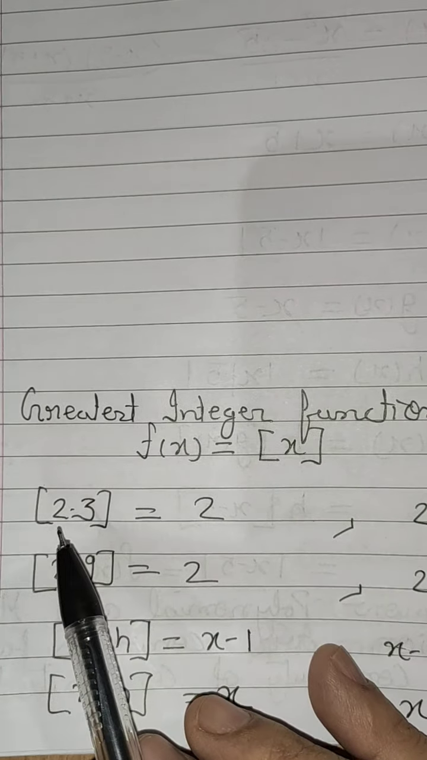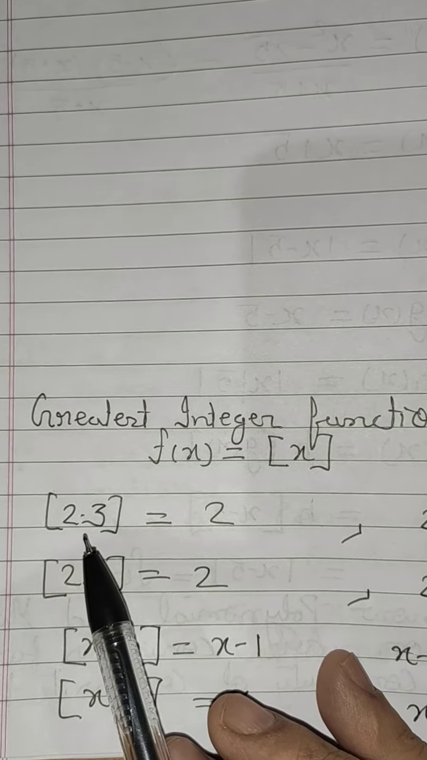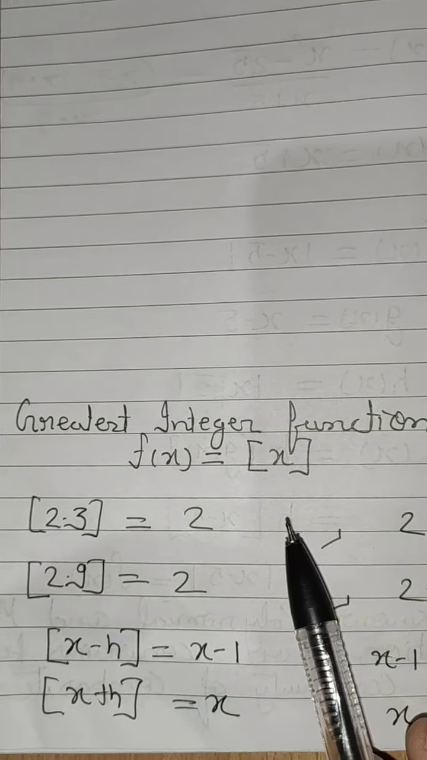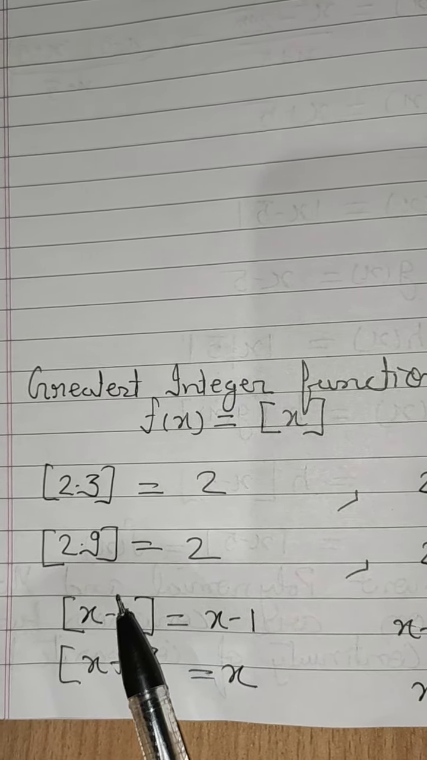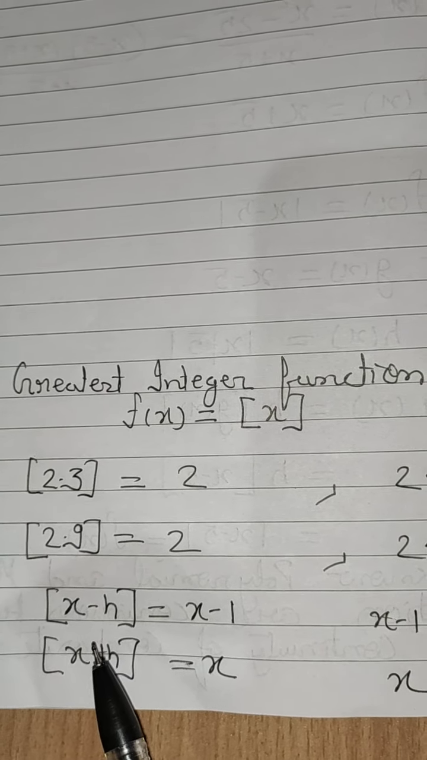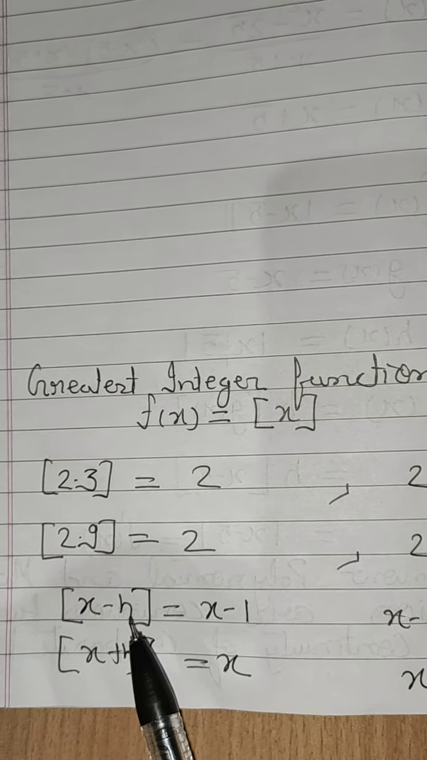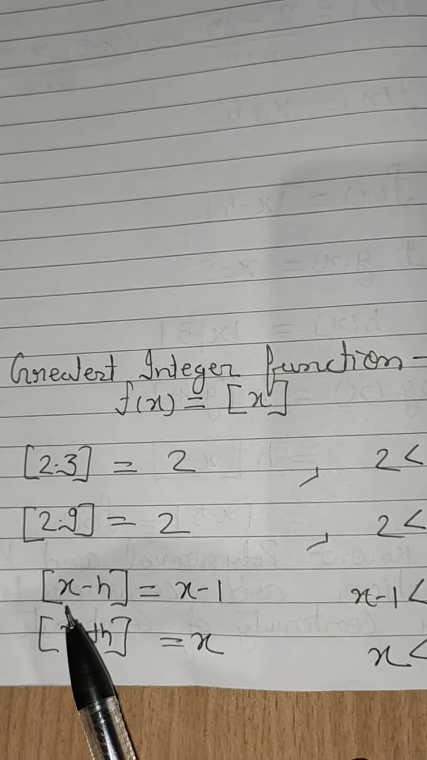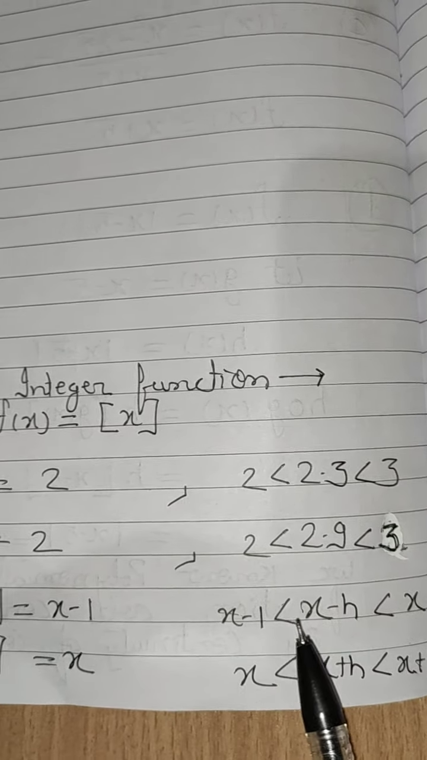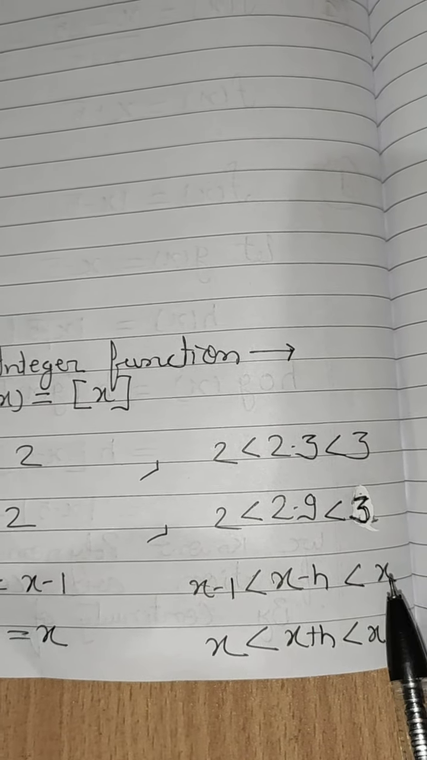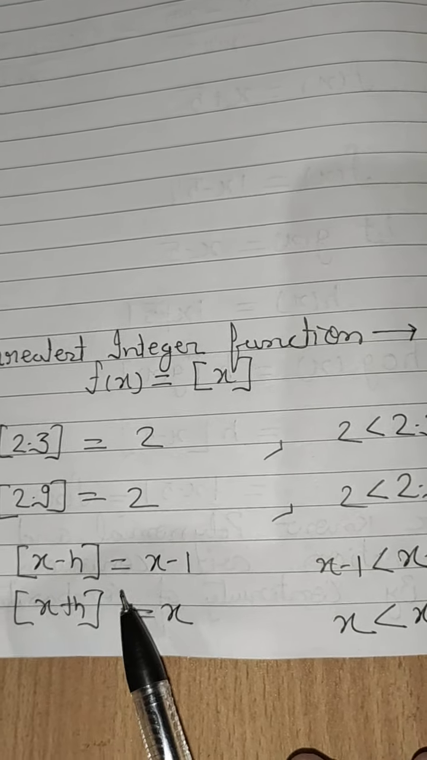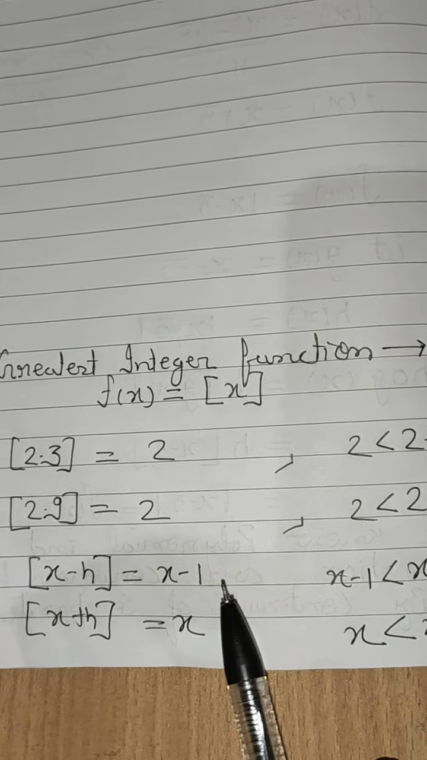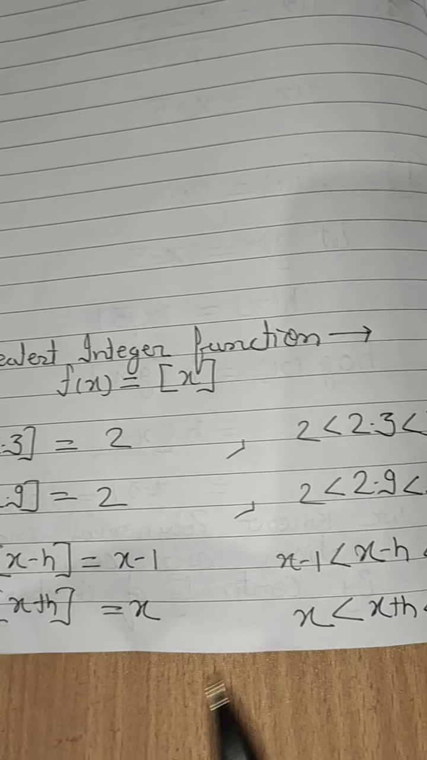If 2 is inside this greatest integer function, it remains as it is. Now x minus h, where x is any integer and h is a fractional part like 0.1, 0.2. So how does it work? x minus h lies between less than x and greater than x minus 1. So which is the smallest integer? x minus 1. Now when we apply the limit concept, we will need this logic.